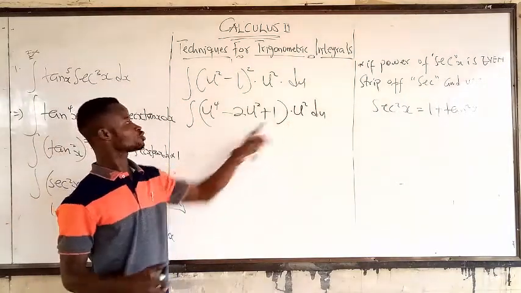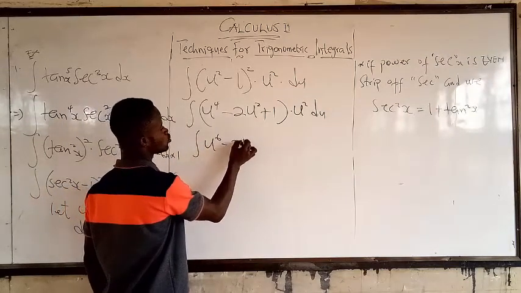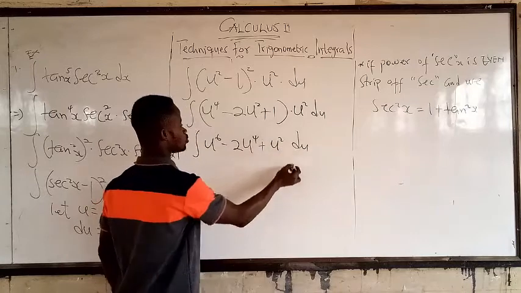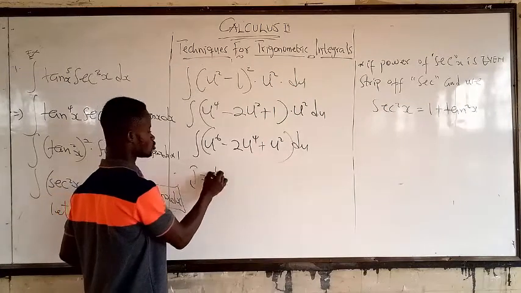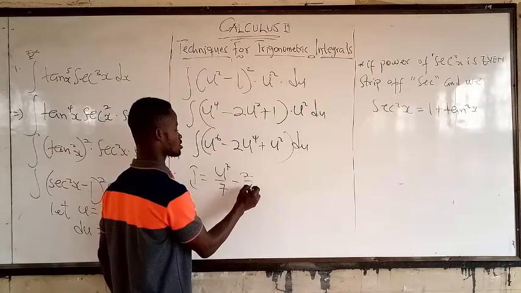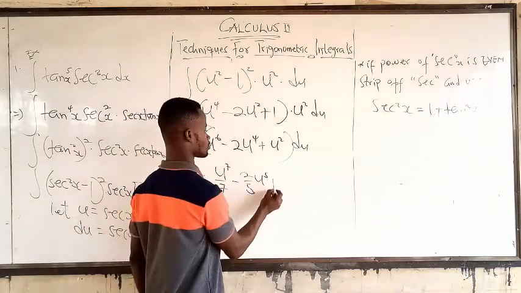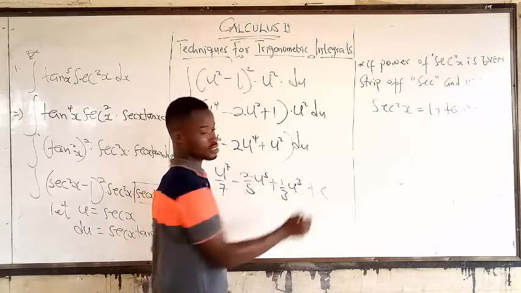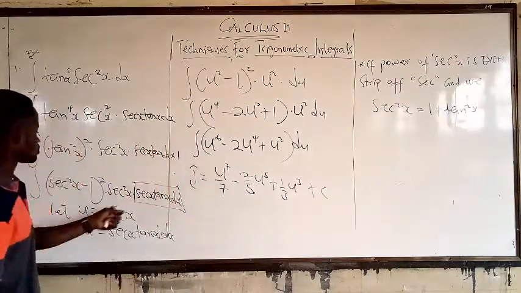Then you multiply these two out. You get u raised to the power 6 minus 2u raised to the power 4 plus u squared du. So when you integrate this, the integral is going to be equal to u to the power 7 over 7 minus 2 over 5, u raised to the power 5, plus 1 over 3 u raised to the power 3, plus c. Then you know that u is equal to sec x.